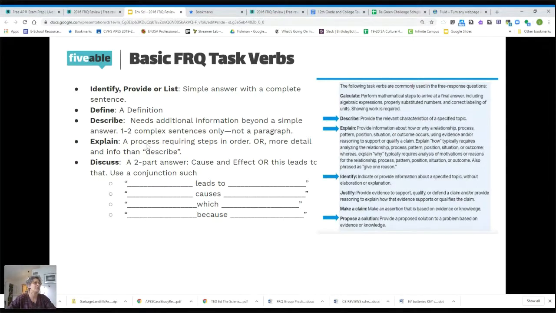And explain, a process requiring steps in order. This leads to that because of this. Then that happens because of that. And I think students think they're explaining things because they understand it, but they're not getting that explicitness on paper to show the connections between cause and effect. If you do see a discuss, again, use those conjunctions and that cause and effect in detail and make sure you wrap it back around. And so I have this on the wall in my classroom as an anchor chart, and I have my students come back to it when they look at it.